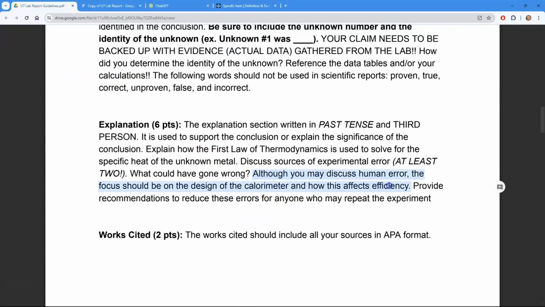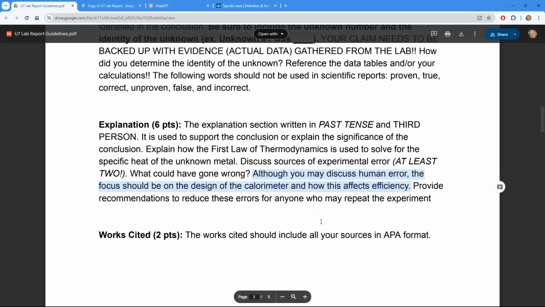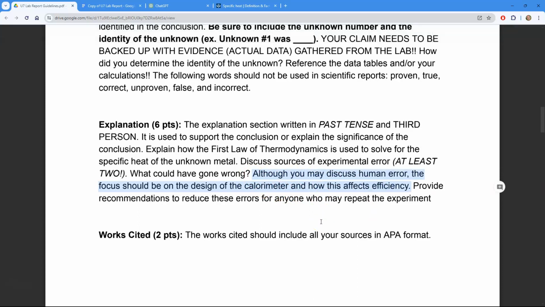It does mention here, although you may discuss human error, the focus should be on the design of the calorimeter and how this affects efficiency. So there are some human error potentials, like transferring the metal from the boiling water to your calorimeter. How would that affect efficiency? How would that have affected the change in temperature?